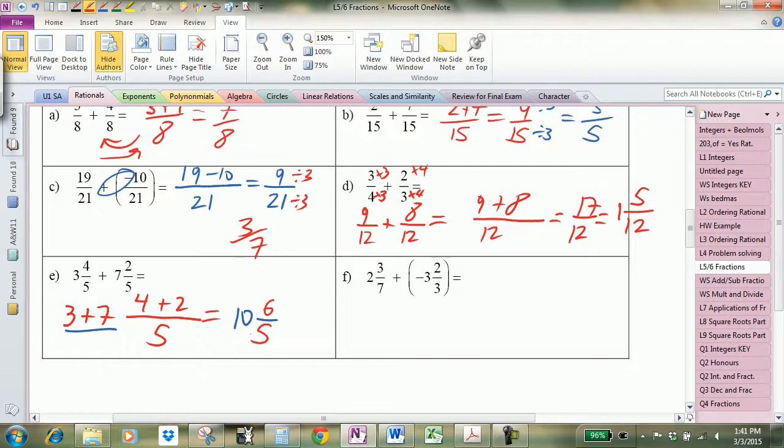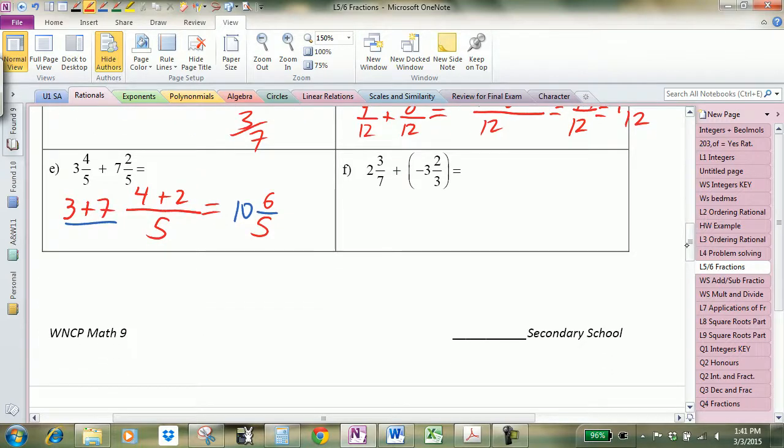6 over 5. What do you guys think about that answer, though? Is it a good answer? No. Why? Yeah, because it's improper. It's an improper mixed fraction. So fix it. Take out another group of 5 from the top. Take out another group. So you get 11, and then what's remaining up top? 1. Okay.